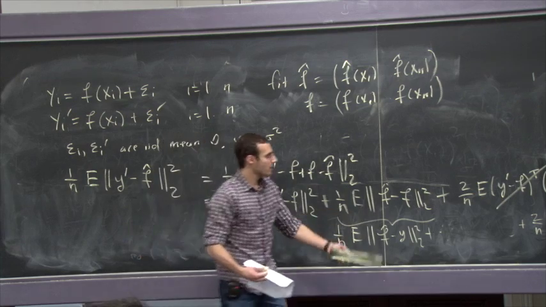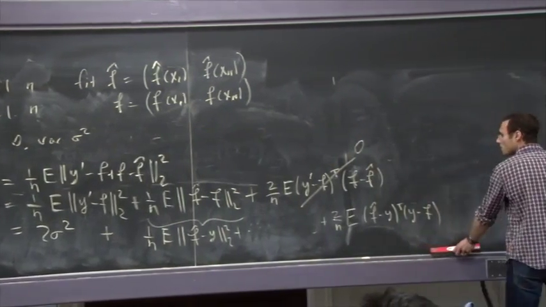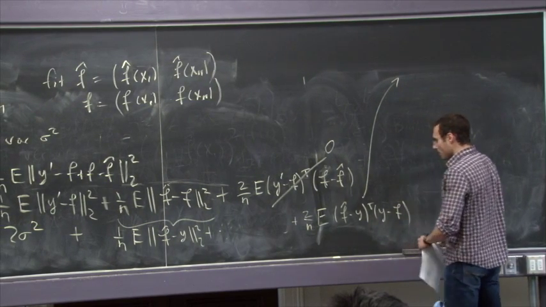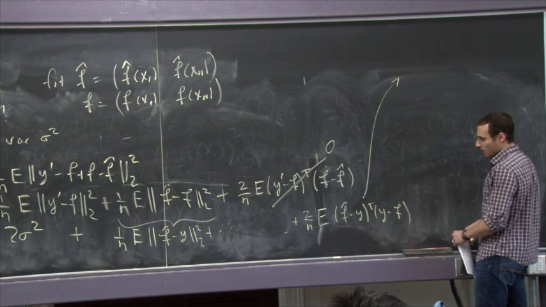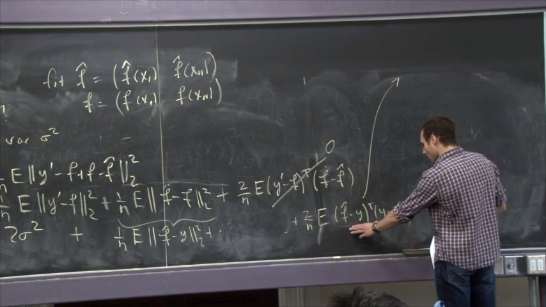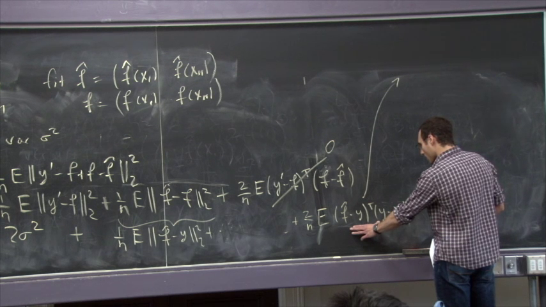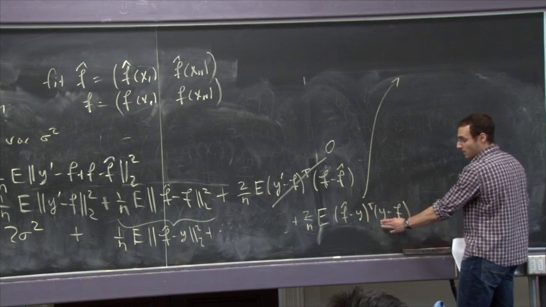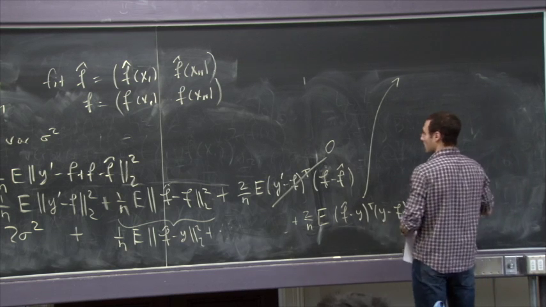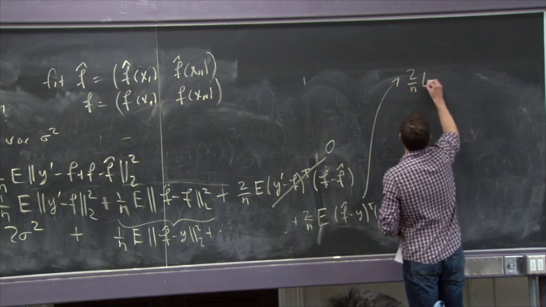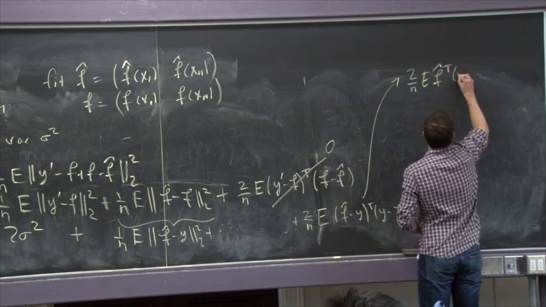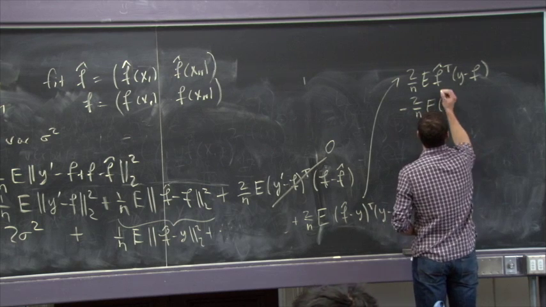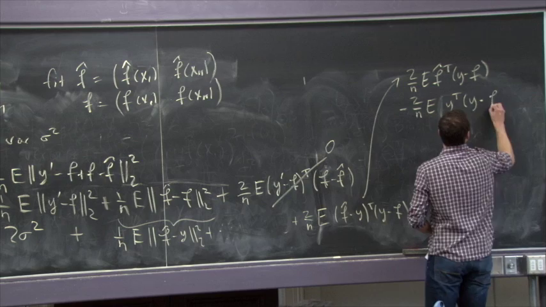OK, so this thing we need to understand a little better. So let's split it up into 2 parts. I'm going to think about it as first the expected value of f hat transpose y minus f, minus the expected value of y transpose y minus f. Split it up into those 2 parts.